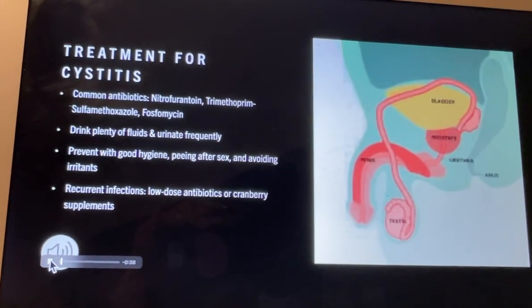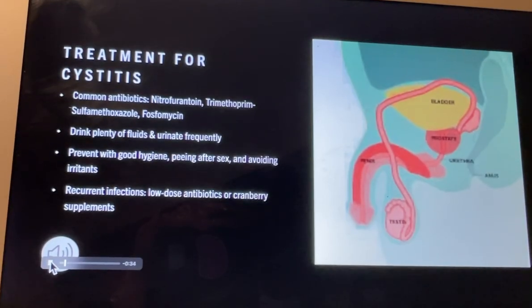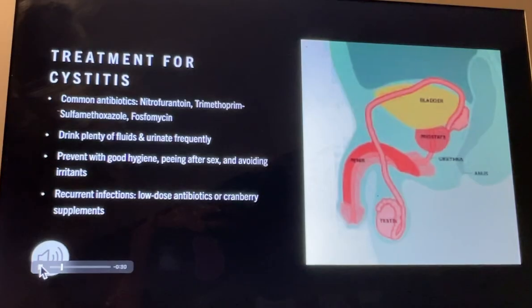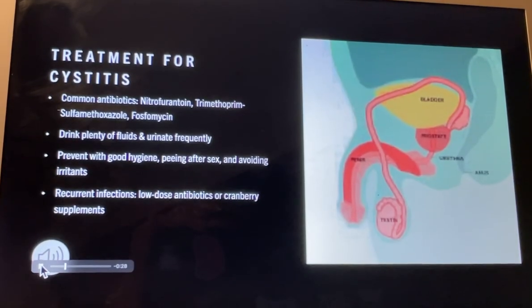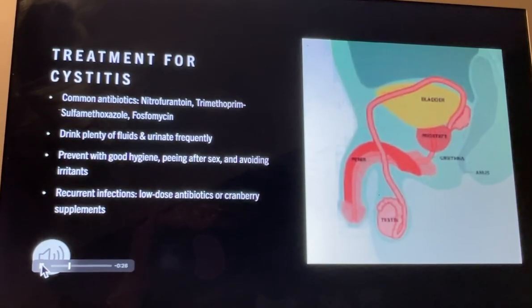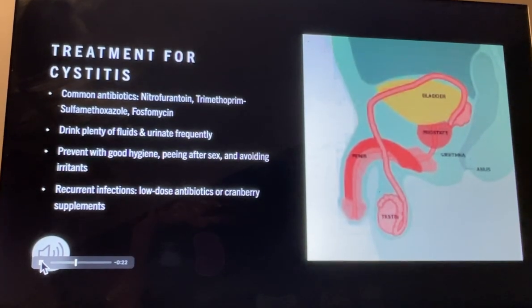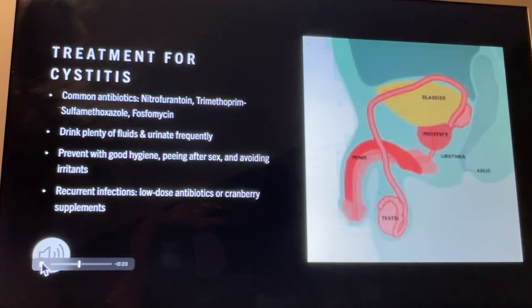For treatment, antibiotics are the frontline defense. Common options include the ones listed on the slide. The choice depends on how severe the infection is and whether the bacteria are resistant to certain medications. In addition to antibiotics, drinking plenty of water and urinating frequently can help flush bacteria from the urinary system.